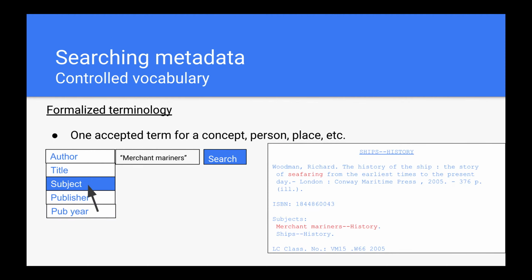For example, in the Library of Congress's list of subject headings, many works about seafarers are assigned the official subject heading of merchant mariners, whether or not the document uses the term merchant marine or merchant mariners.